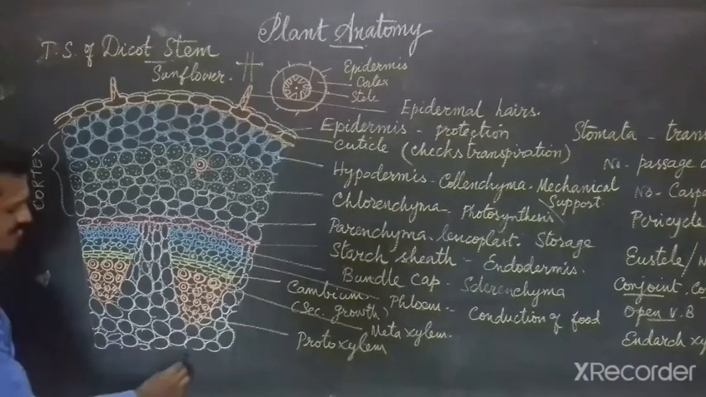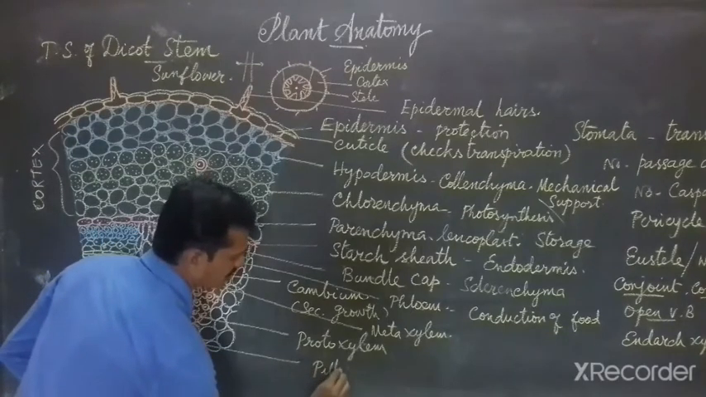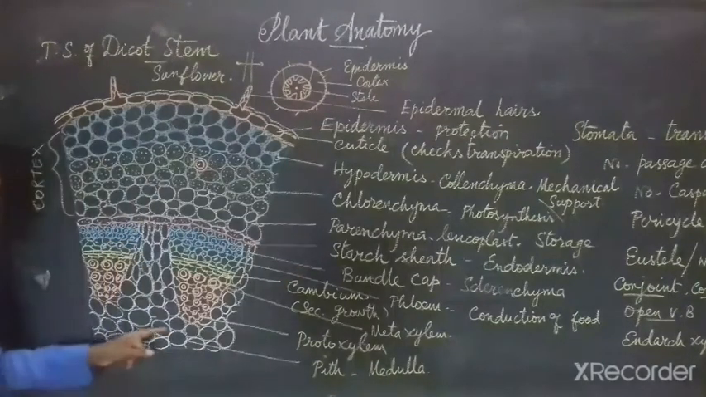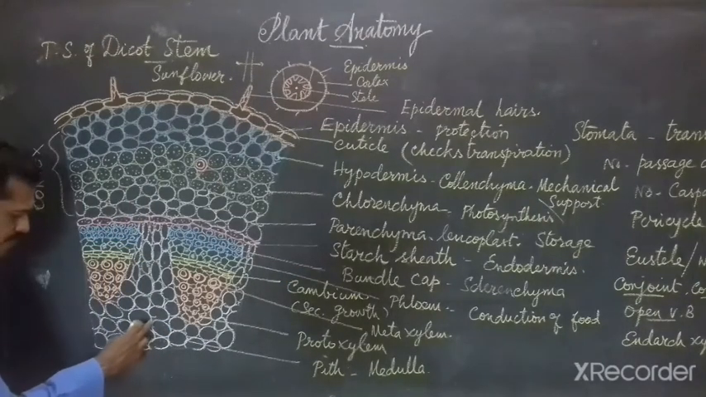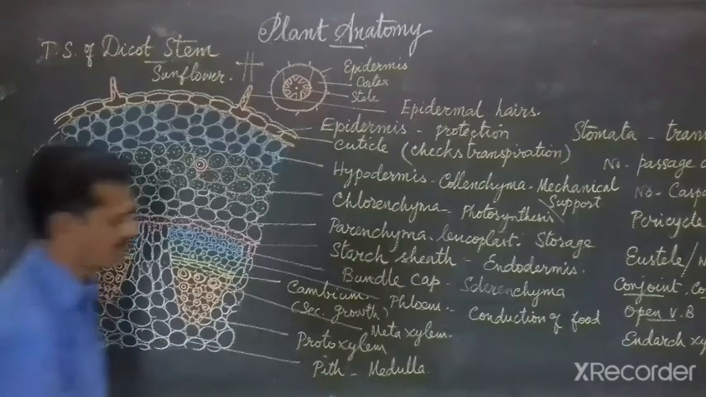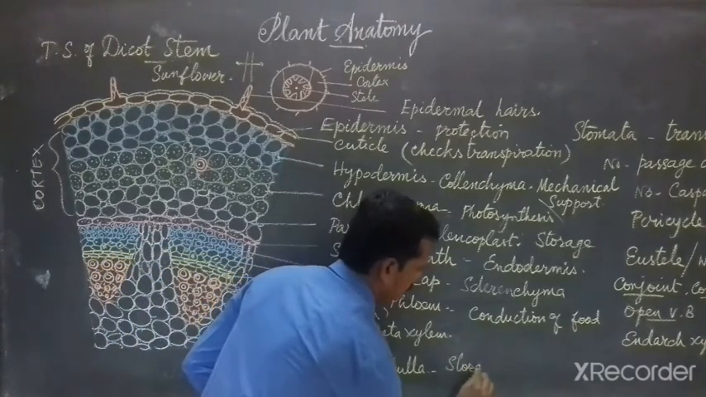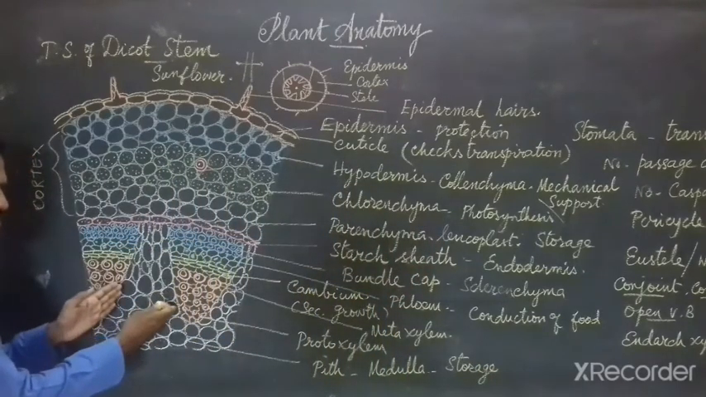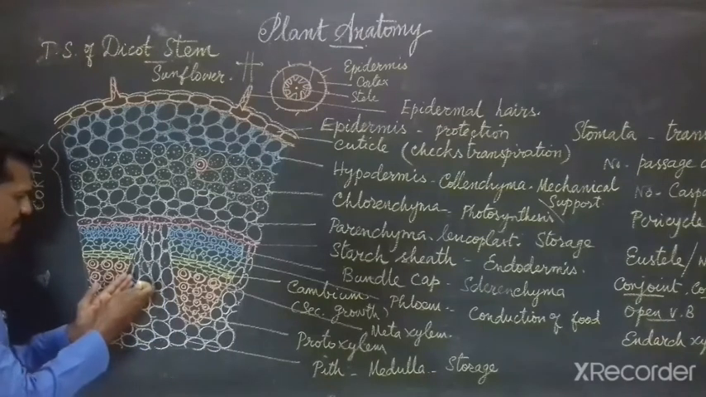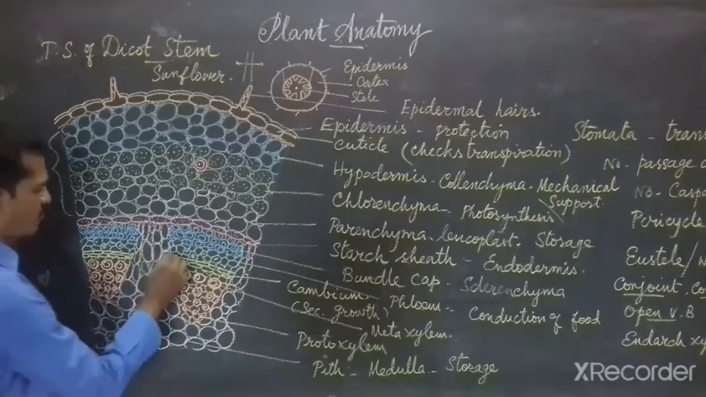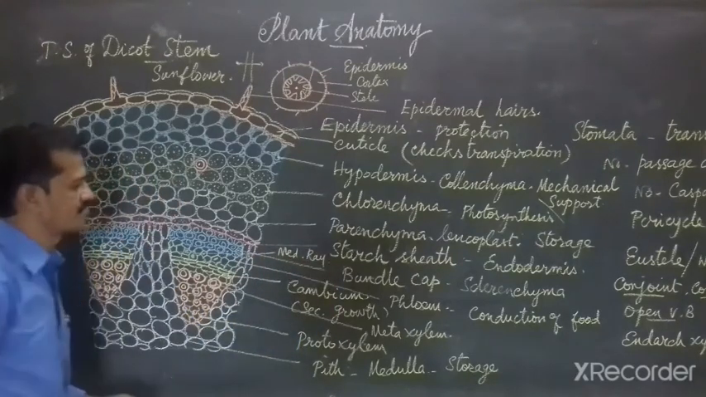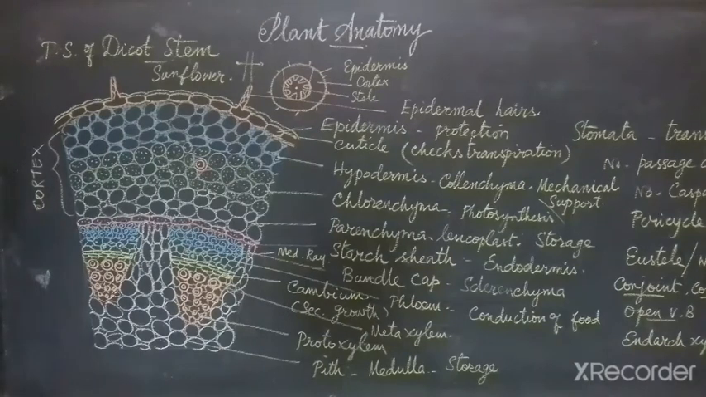Then the centermost region is parenchymatous and it occupies the pith or medulla. It is made up of parenchyma cells which are spherical and loosely arranged. It is involved in storage. Between the vascular bundles, the pith cells are compressed and become elongated. This region is called the medullary rays. So that's all about the internal features of the dicotyledon stem.